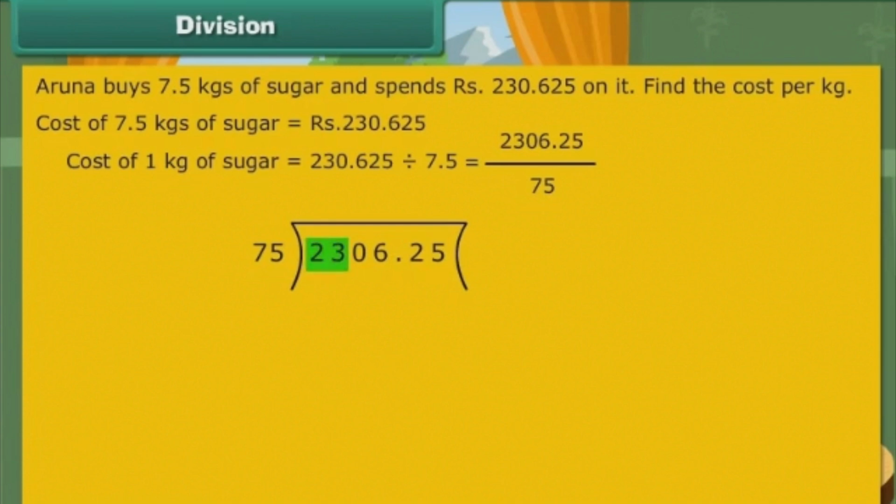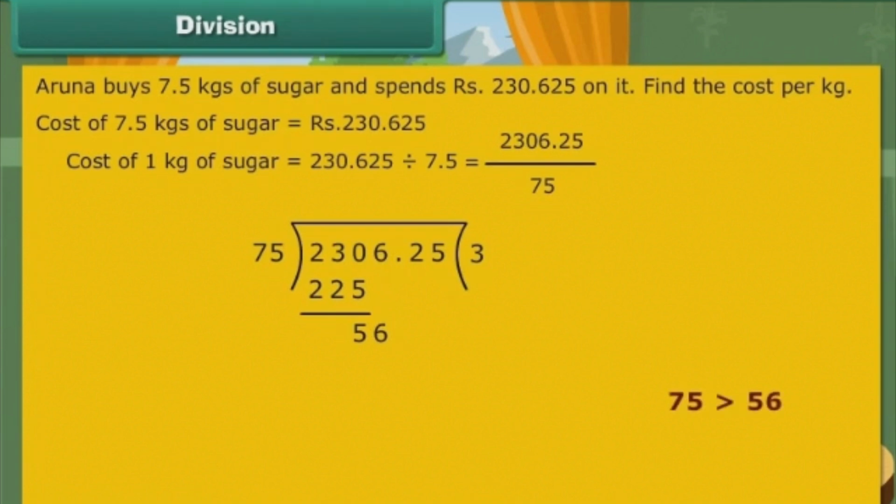Take the first two digits of 2306.25 together, that is 23. 23 is too small to hold 75. Now consider the first three digits together, 230. 230 is big enough to hold 3 times 75, that is 225. Therefore, write 3 on the right and 225 beneath 230. Subtract and write the difference, 5 below. Bring 6 down. The new number formed is 56.